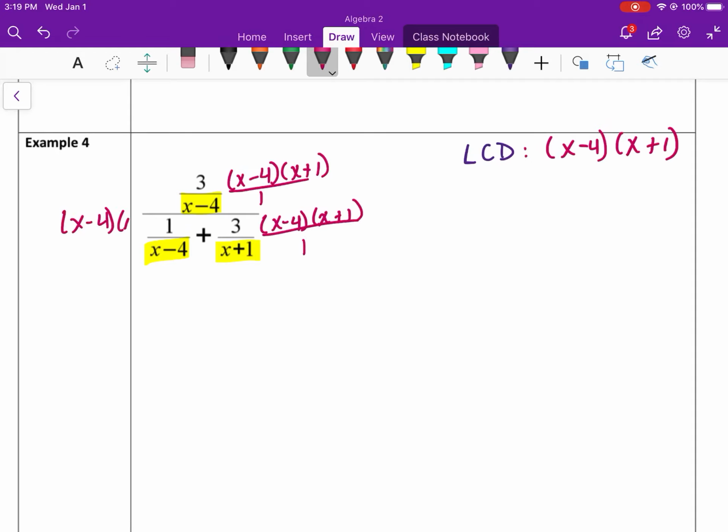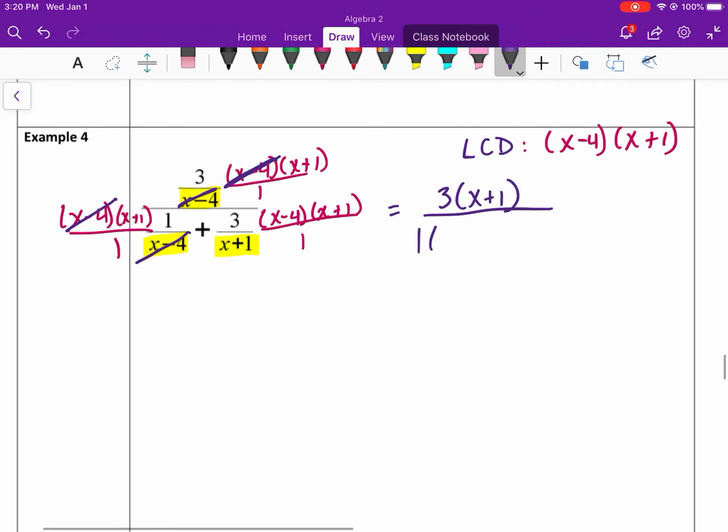So x minus 4, x plus 1 for 1. And essentially what this does is it cancels out our fractions, like x plus 4 and x minus 4 in the top cancel. And you're going to have 3 times x plus 1. And then on the bottom, this side, the x minus 1 cancels. So I have 1 times x plus 1. And then I have plus, then the x plus 1's cancel there. 3 times x minus 4.